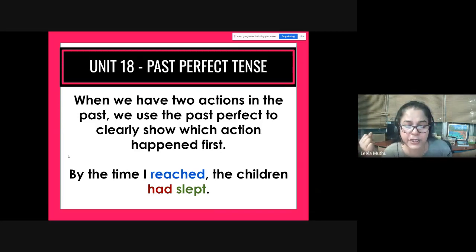Okay, so: by the time I reached, the children had slept. Now it's showing you two actions: I reached, the children had slept. When you see "had slept", you know immediately that was the action which happened earlier, because the children had slept and then I reached, right? So it's used to show the action which happened earlier.